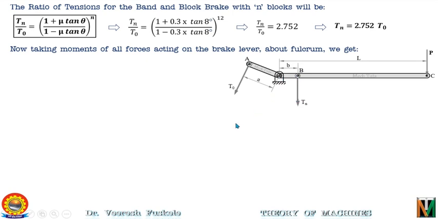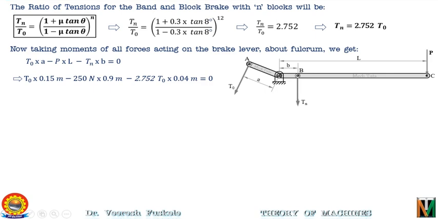So writing the moment equation, we have T0 into A minus P into L minus Tn into B is equal to 0. T0 has positive moment and P, L, Tn are having negative moment. Now substituting the values, we have T0 into A is 0.15 meter minus P is given as 250 Newton and L is 0.9 meter minus Tn, that we get from this equation, Tn is equal to 2.752 T0. So minus 2.752 T0 into B is 0.04 meters. From here we will get T0 as 5636 Newton.